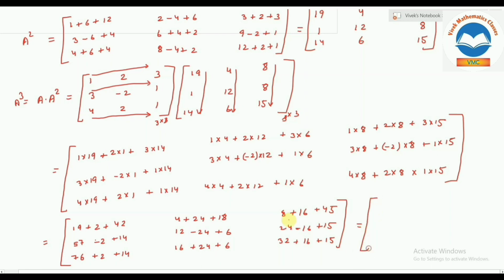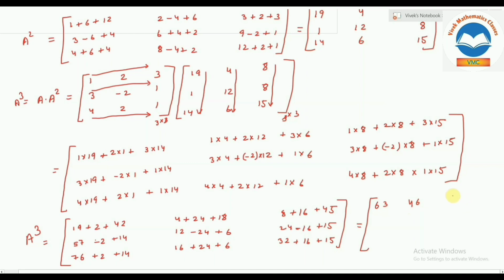So what will be our A cube matrix? Calculate this. So 19, if you add this, how much you will get? 19 plus 2 will be 21, 21 plus 42 will be 63. And next what we will get? 24 plus 4 will be 28, 28 plus 18 will be 46, and 8 plus 8 will be 16.